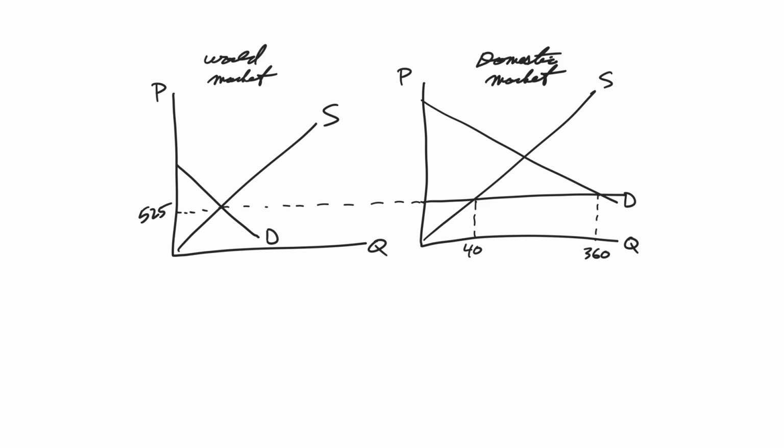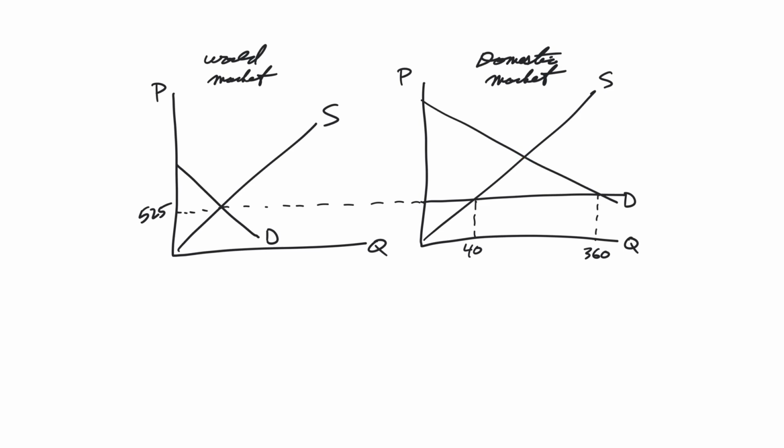We have another international trade problem, this time involving a tariff. We have the world market right here, and we have the domestic market over here. Here are the supply and demand curves for the world market, and we have an equilibrium price of $5.25. Over here, we have the supply and demand curves for the domestic market, and we can see here's where the equilibrium price would be, but the world market price is lower than the equilibrium price for the domestic market.